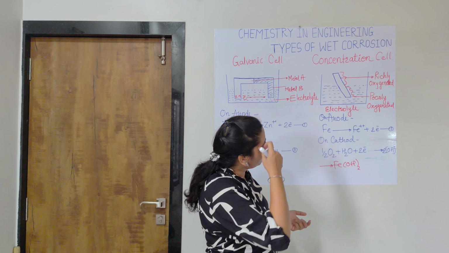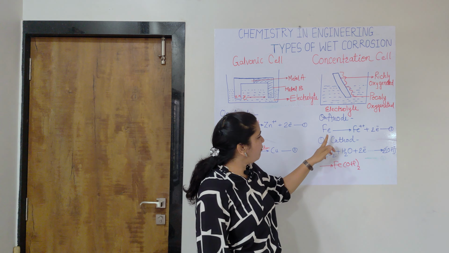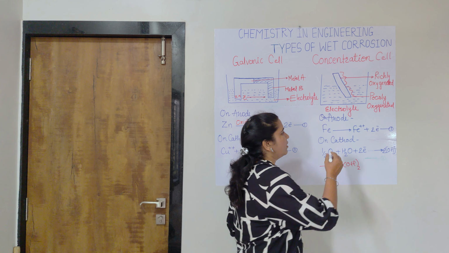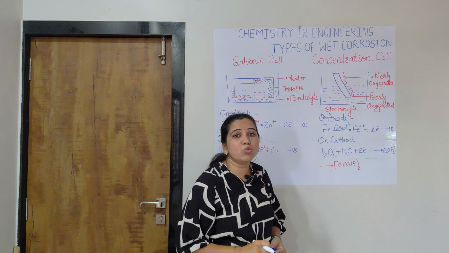So what will happen here, Fe, it is considered that it is an iron metal. So Fe is going to oxidize. This first reaction is called the oxidation reaction. So it is going to oxidize. Oxidation means to give electrons.